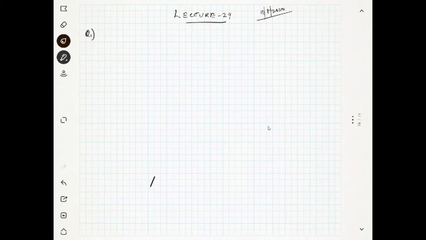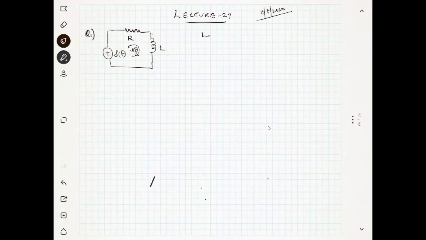Question number 1. We have a resistor and an inductor, and we have a voltage source delta of t. You know what delta of t is? An impulse function, and you want to find the current. What is the equation for the current actually?